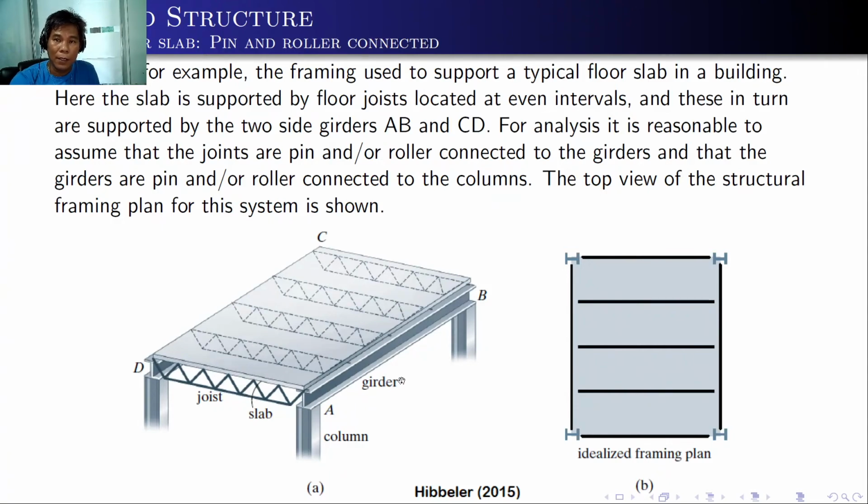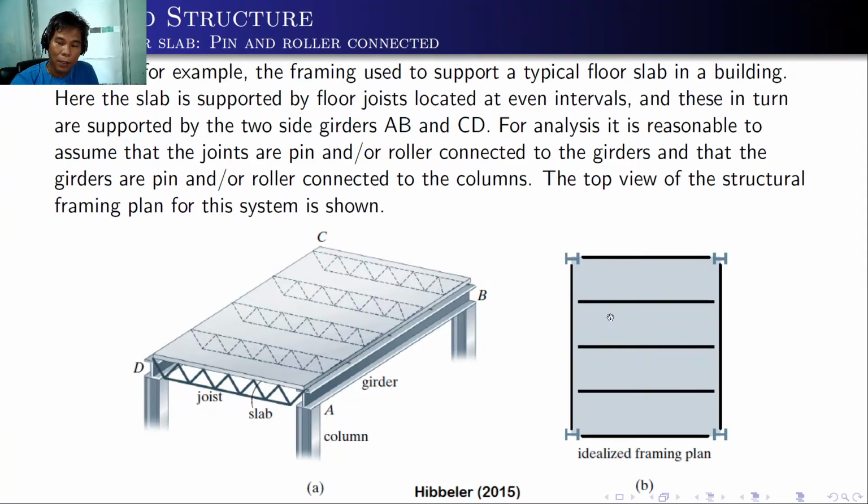For analysis, it is reasonable to assume that the joists are pin and or roller connected to the girders, and that the girders are also pin and or roller connected to the columns. The top view of the structural framing plan for this system can be shown on the right hand picture. As you can see, we have the columns, the I-beam, so it is also represented as I, and the girders are connected to the columns here, and the joists are connected to the girders.